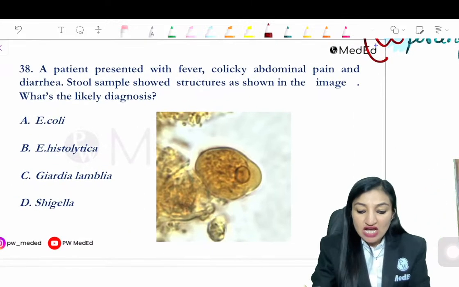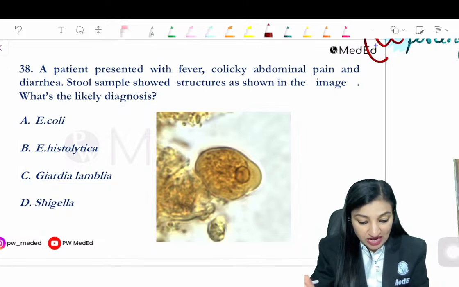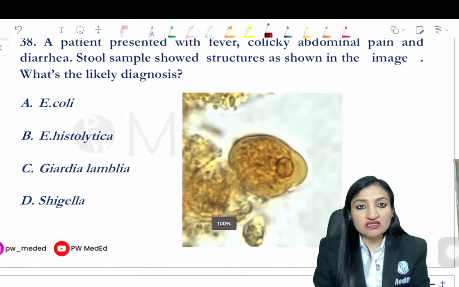Okay, guys, next question. A patient presented with fever, colicky abdominal pain, and diarrhea. Stool sample showed structures as shown in the image. What is the likely diagnosis? So what can you see in the image?